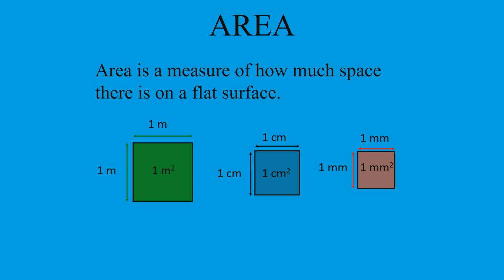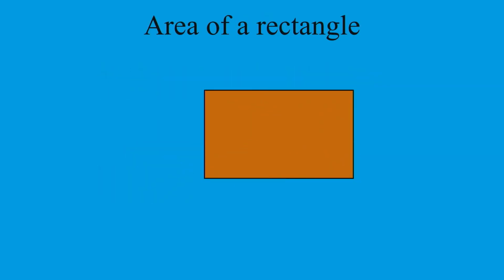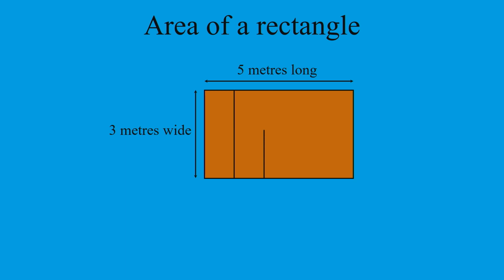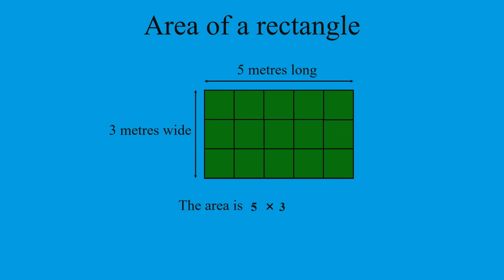Now, we will show you how to calculate the area of a rectangle. The area of a rectangle is given by the product of the length and the width. Here on this slide, we see how to calculate the area of a rectangle of length 5 meters and width 3 meters. The area is given by 5 times 3 meters, which will give you 15 meters squared.